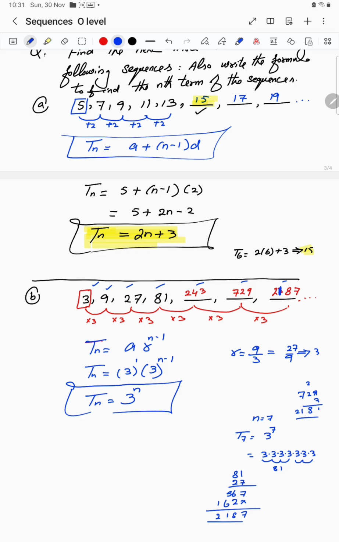Yeah, 2187 is the true answer. Yes, I hope it is very much clear. So this is how we can generate the formula.